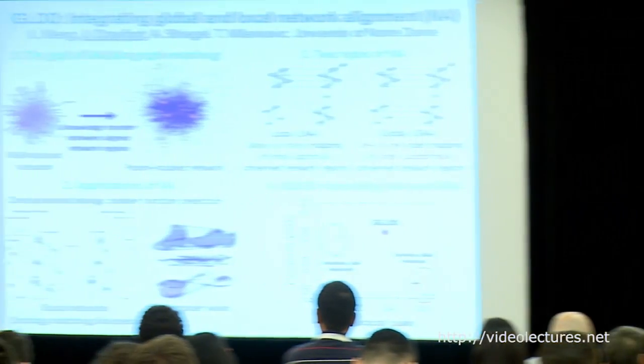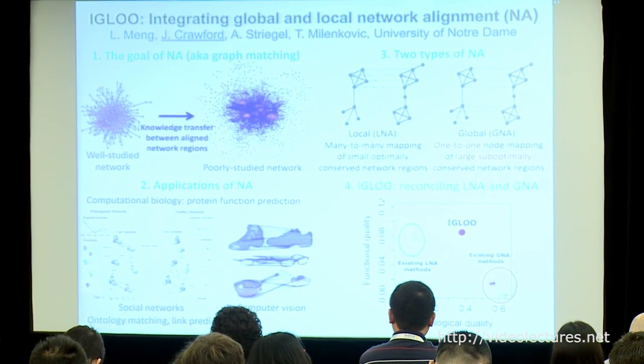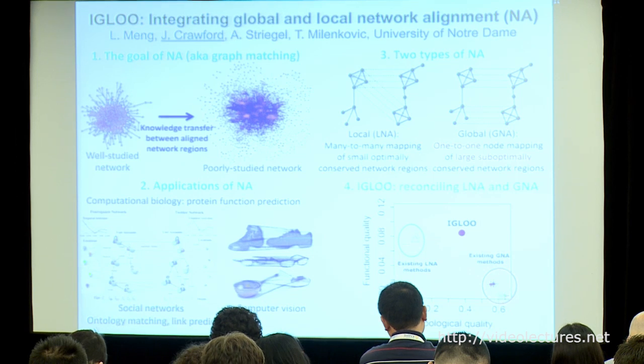Now, there are two different types of network alignment methods. One is local network alignment, which aims to align networks optimally, resulting in small conserved network regions, and also results in high functional quality but low topological quality. And then there's global network alignment, GNA, which aims to align networks suboptimally, resulting in large conserved networks and scoring high topologically but poorly functionally. So is there a better way to perform network alignment? In our study, we present our method IGLOO, which takes components from both LNA and GNA. And as you see in our figure, with respect to LNA methods, we're able to have superior scores both functionally and topologically.